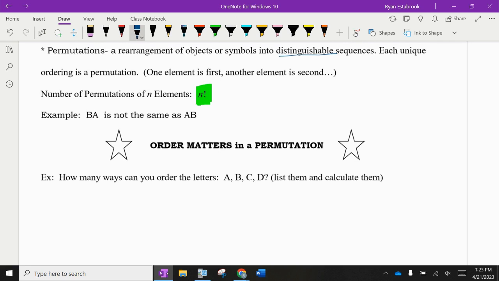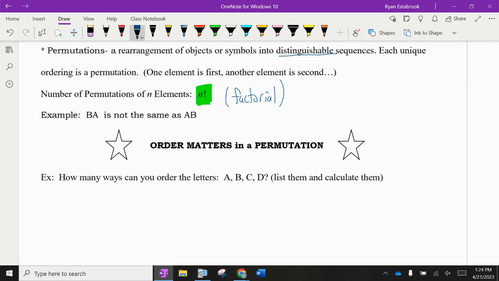Number of permutations of n elements. Again, it sounds abstract. Permutation, element, what is this? What is the n factorial? If I have 5 different things that I want to put in a certain order, there are 5 exclamation point possibilities for that. This exclamation point is called factorial.